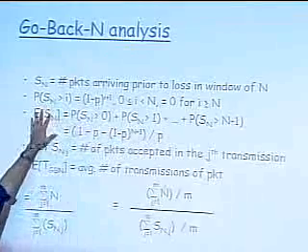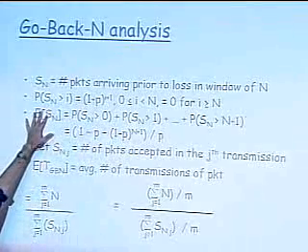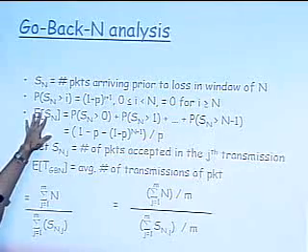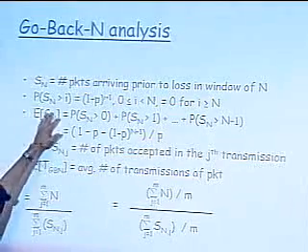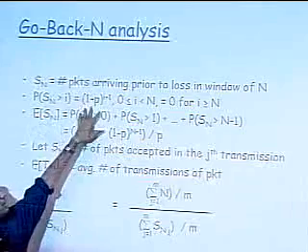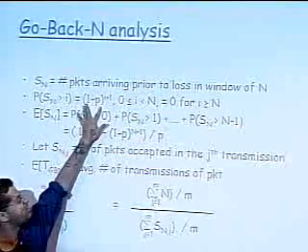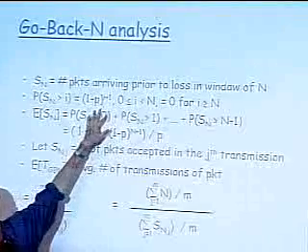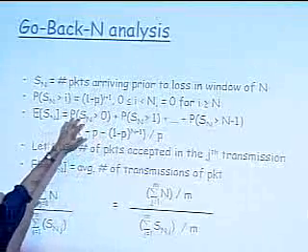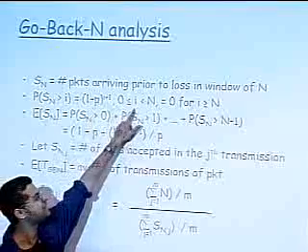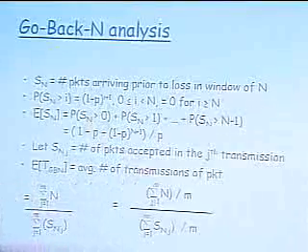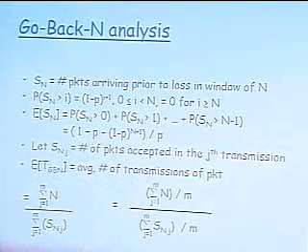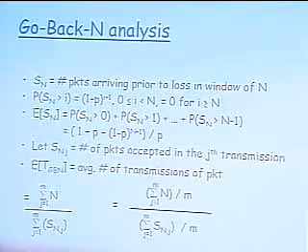Sn counts the number of successful deliveries in your window size of n. So for Sn to be greater than some I, it's the probability of successful delivery of an individual packet raised to I plus 1. The other thing here is that this I is bounded by n, because your Sn can never be greater than n. You're sending n packets in a window.